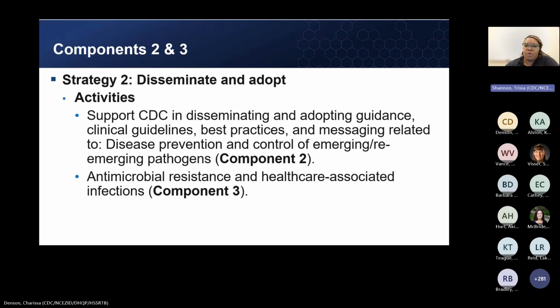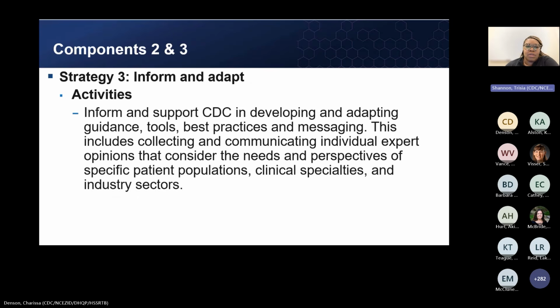So Liz just went over strategy 2, so I will transition right into strategy 3. Strategy 3 is inform and adopt. Strategy 3 focuses on helping programs understand how resources can be refined and adapted to meet the needs of healthcare and public health communities. They are intended to support.